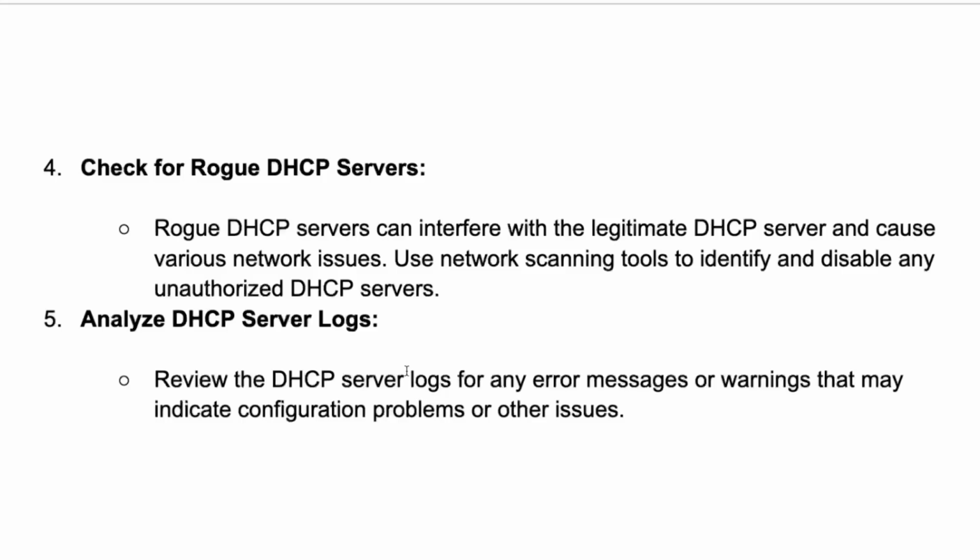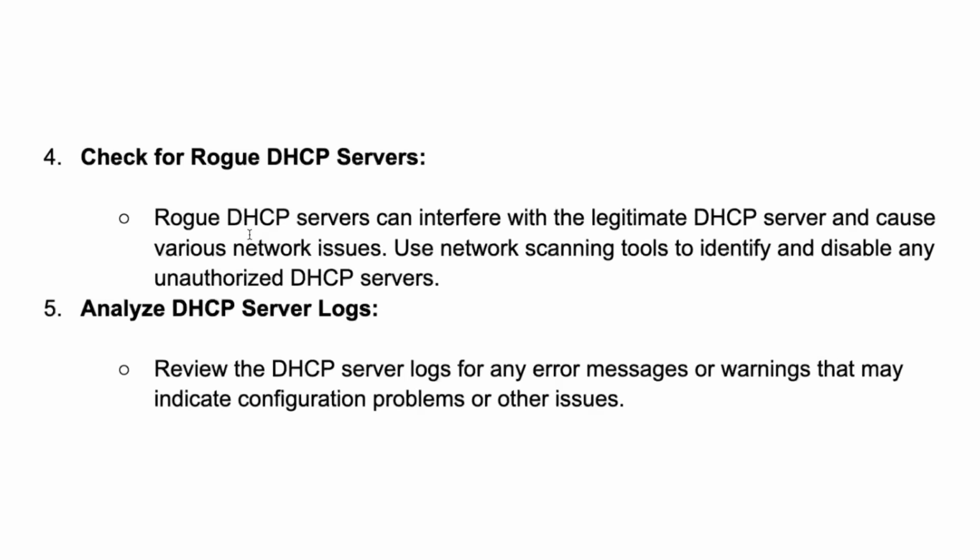Next would be to check for rogue DHCP servers. So rogue DHCP servers can interfere with the legitimate DHCP server and cause various network issues. And using a network scanning tool to identify and disable any unauthorized DHCP servers is a big deal. It's a sign of some kind of malicious actor. So if there's an actual rogue DHCP server that is inside of your network, that means somebody did something that they should not have been doing, because rogue essentially means that it doesn't belong, right? It's not a part of us. It's not a part of our network. We didn't assign it. It just showed up, right?